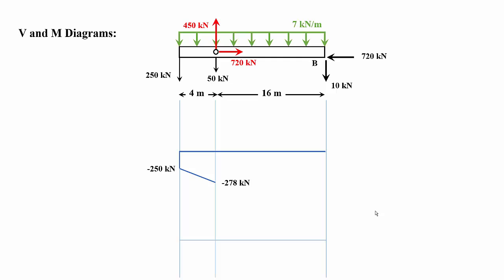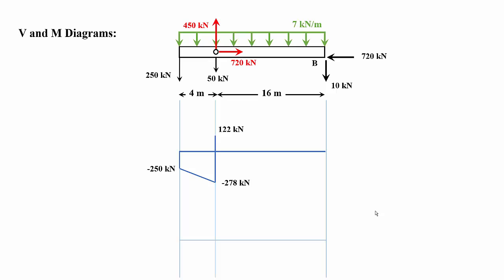I get 278. Now at this point, at point E, or the point where the pin is, I have two forces, 450 upward and 50 downwards. So if you think about it, the total force will be 400 upwards. So now I'm going to be pushed up 400 kilonewtons, reaching 122.